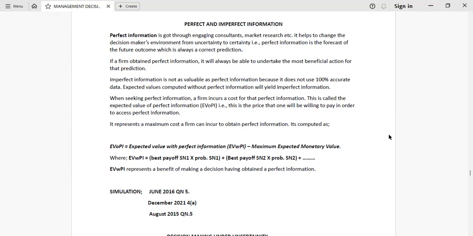So we are concluding that the expected value of perfect information is the cost, and the expected value with perfect information is a benefit. So that is the first difference. The expected value of perfect information is a cost, what you are willing to pay. But the expected value with perfect information is a benefit.